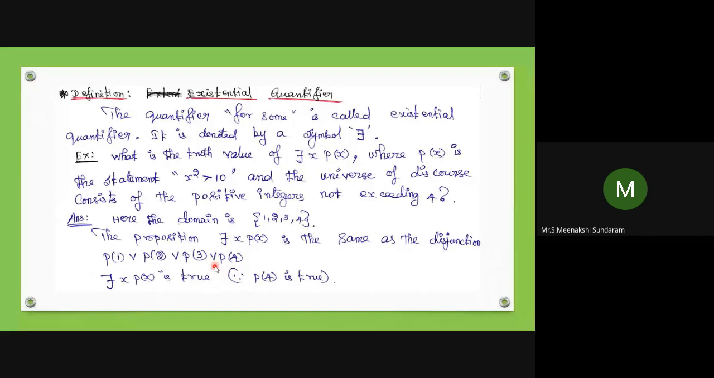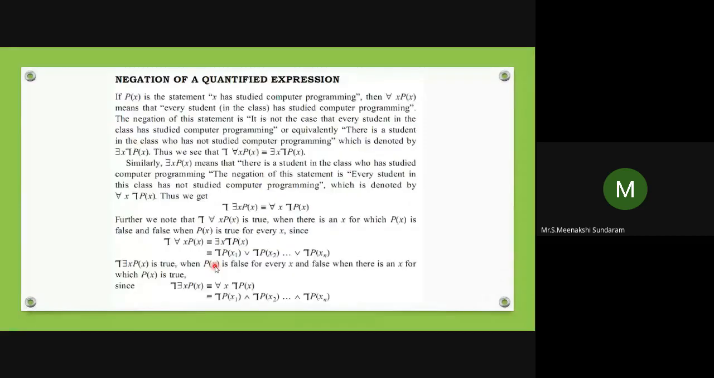Some examples of negation of quantified expressions. Suppose you want to take a negation. Negation of universal is existential. Negation of existential is universal. If P of x is the statement x has studied computer programming, then for all x P of x means that every student in the class has studied computer programming.